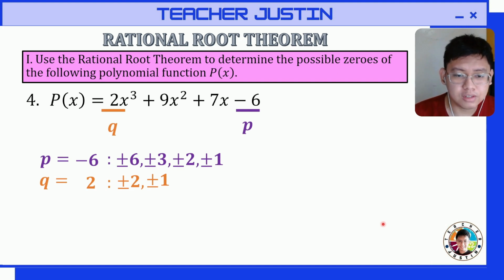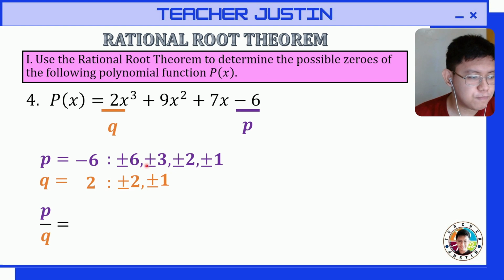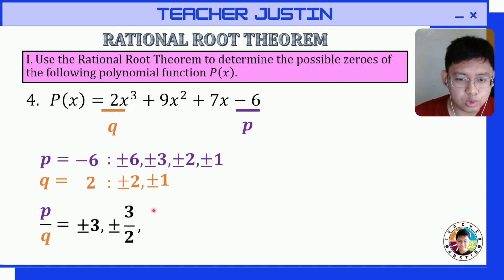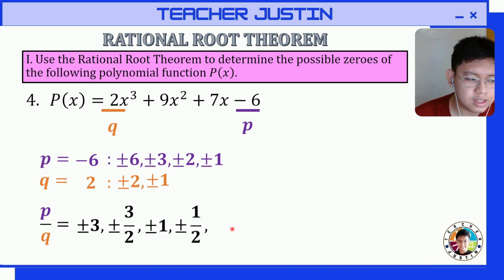Ang next step natin is for us to get the ratio of our p and q. So, we will divide the factors of p by the factors of q. So, start tayo kay 6 divided by 2. That will give us positive negative 3. Then, let's divide 3 by 2. 3 divided by 2 is positive negative 3 over 2. Tapos, 2 divided by 2, that will give us positive negative 1. Now, positive negative 1 divided by positive negative 2, that will be positive negative 1 half.